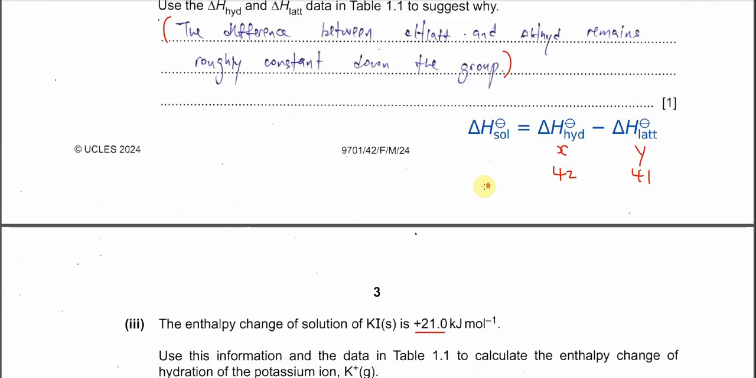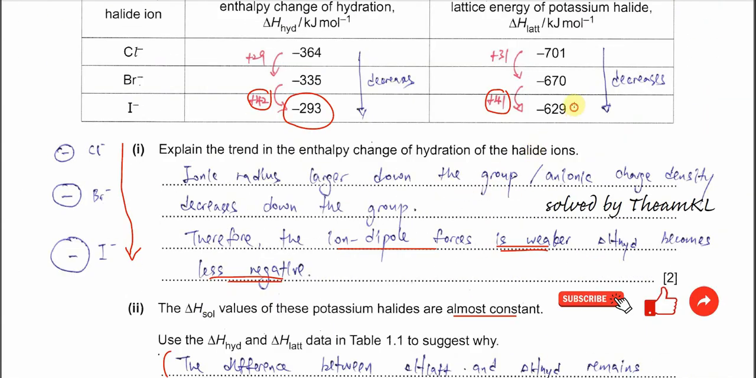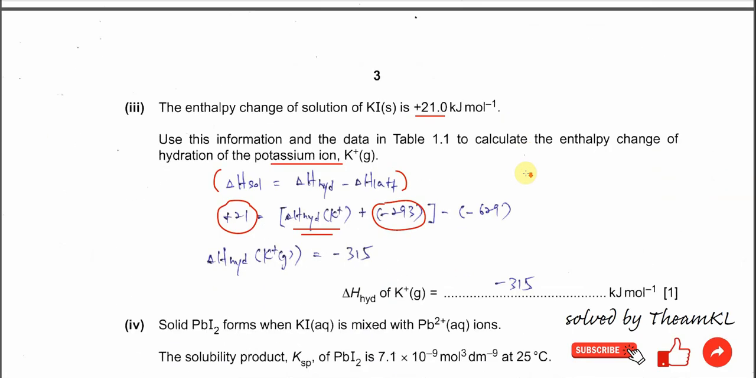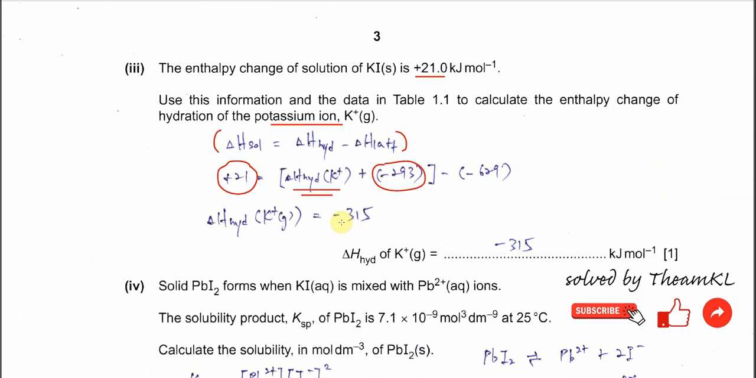For the lattice energy, again use the value here, negative 629. So calculate, you get negative 315. Of course, you need to get a negative value because the gaseous ions dissolve in water, and it is always exothermic.